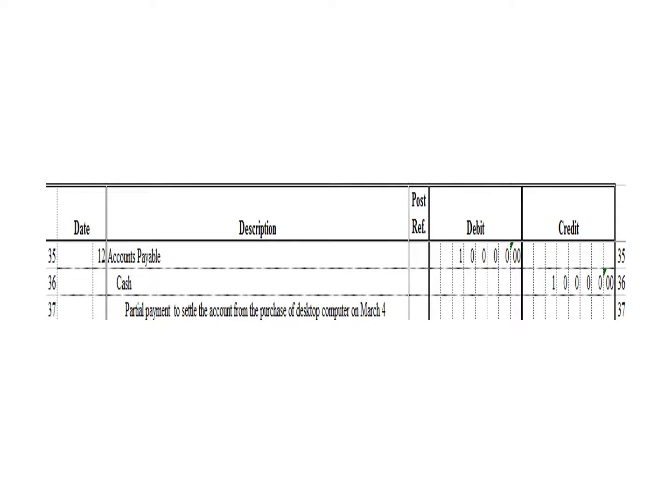To journalize the transaction, we write the date 12. We debit accounts payable 10,000 pesos. A debit to accounts payable means the accounts payable was decreased. Credit cash 10,000 pesos. Description, partial payment to settle the account from the purchase of desktop computer on March 4.